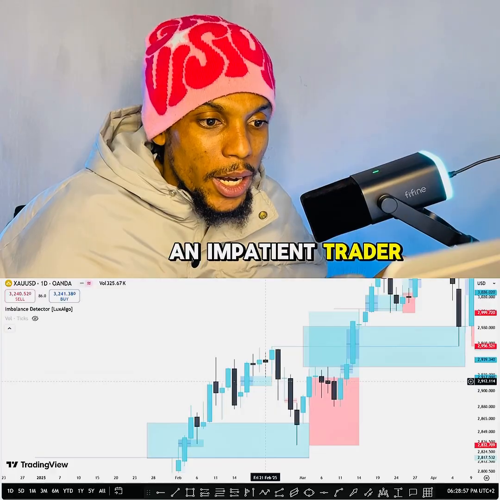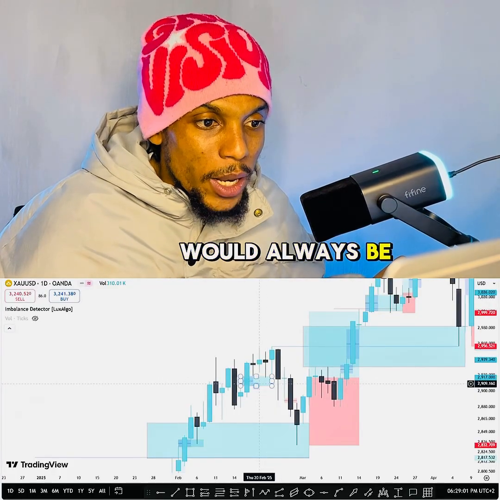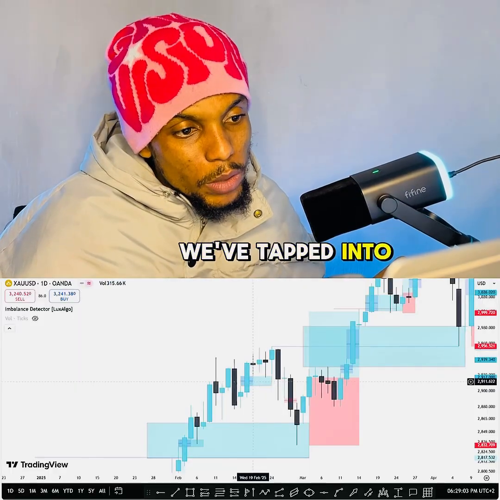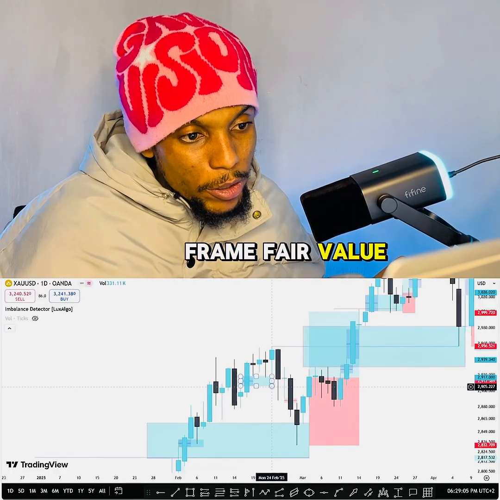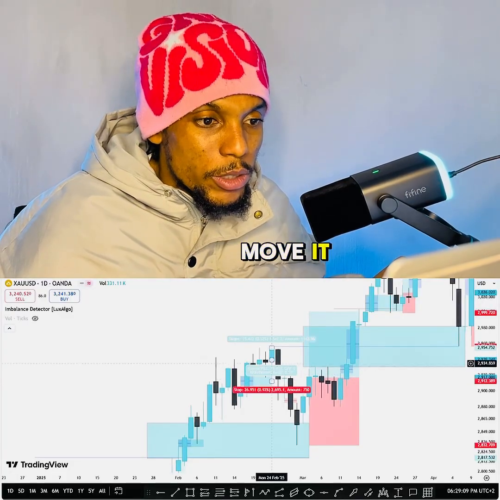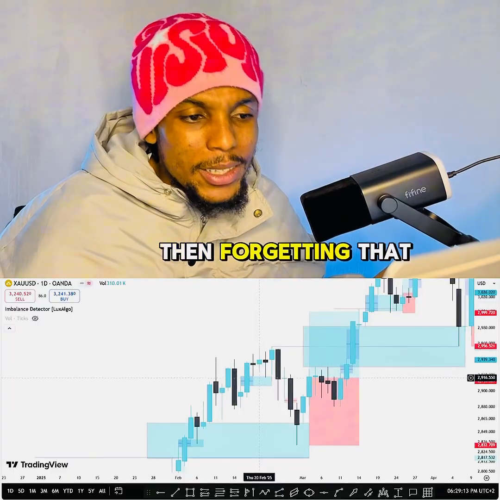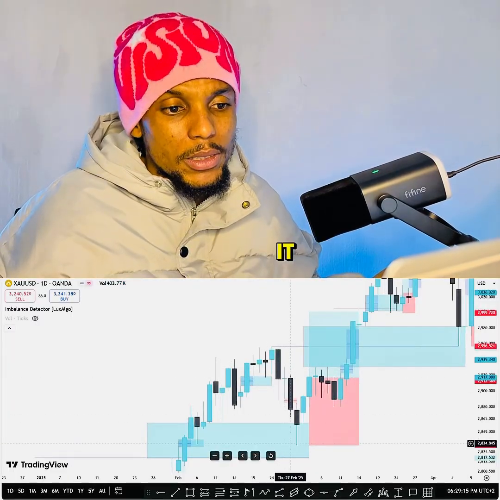An impatient trader, or a trader that doesn't know how the market works, would always be like, okay, we've tapped into the weekly, daily time frame fair value gap. Let's see a price action that would help us enter this trade and then move it to the upside, right? So then forgetting that the weekly time frame is below it.